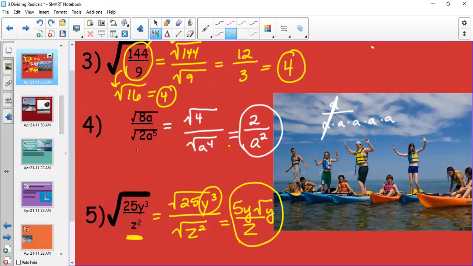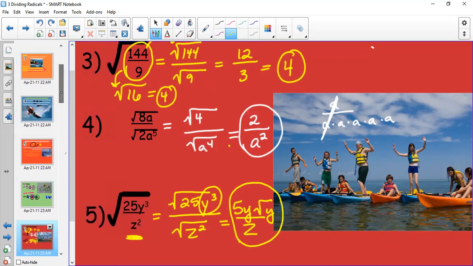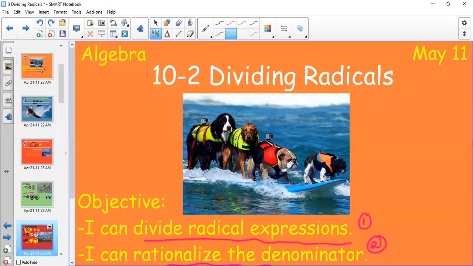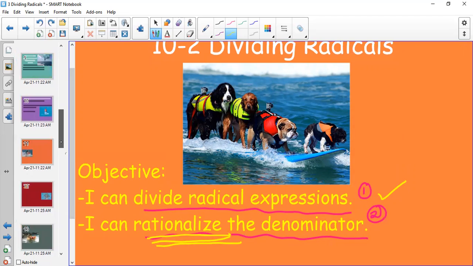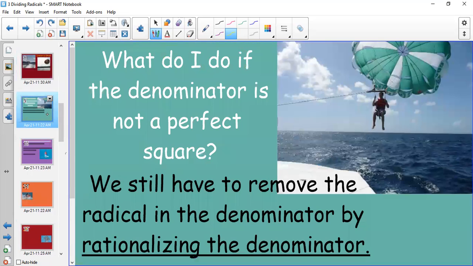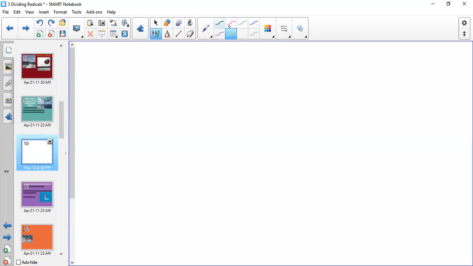Okay, so that is the first objective. So we have learned how to divide radical expressions, just the basic ones. Now we're going to talk about what it means to rationalize the denominator. In other words, what do we do if it's not a perfect square on the bottom? Okay, so if there's not a perfect square, there's going to have to be something that we're going to have to do. The best way I can kind of compare it to something is fractions.